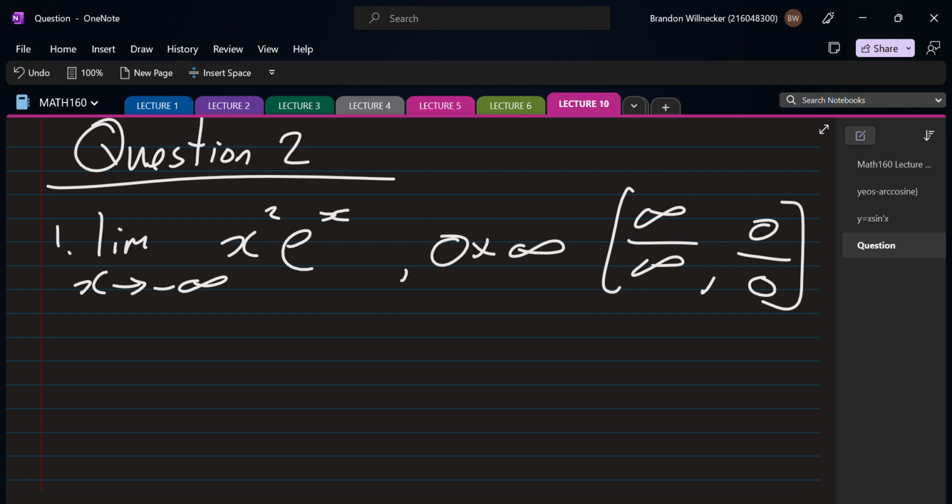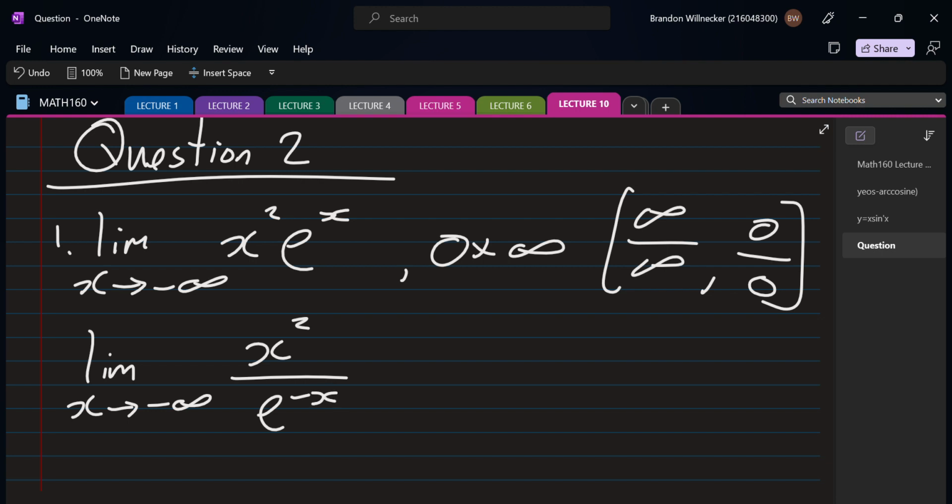That's wrong. We need it to be of the form infinity over infinity, or 0 over 0, and then you differentiate the top and the bottom. Please do not just differentiate the function right away. We need to rewrite it in one of those forms. So this will be the limit as x goes to minus infinity, x squared over e to the minus x.